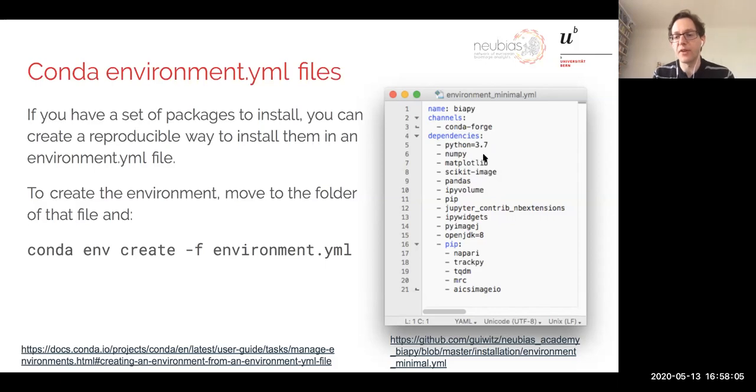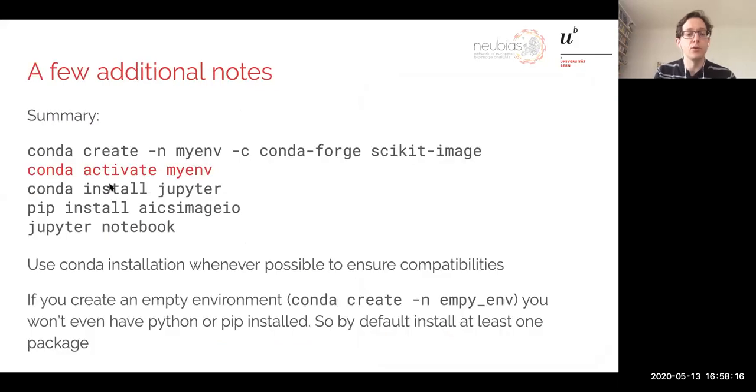And you see that you can specify versions. For example, here Python 3.7, because cellpose needs exactly this version of Python, and I just left it in this example. So to summarize, if you write all these lines in your terminal, you will have a functioning conda environment that has scikit-image. This is a conda environment that you create called myenv.